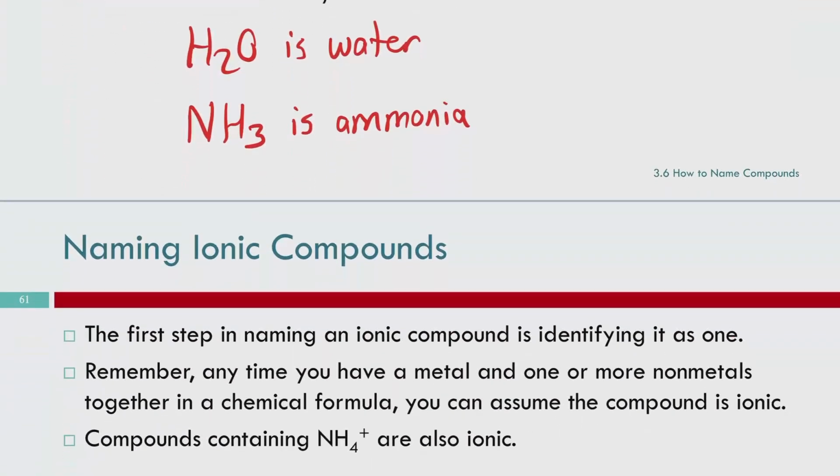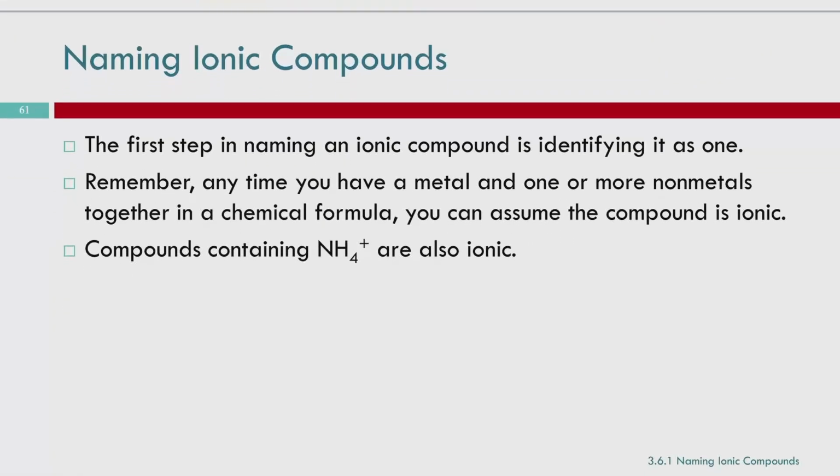Our first type of compound is ionic compounds. We already know what ionic compounds are because we've talked about it. What is an ionic compound? How do we identify an ionic compound? Metal and non-metal, or more generally, ions. Positively charged ions, cations, and negatively charged ions, anions. So anytime you have a metal and one or more nonmetals, the compound is ionic.